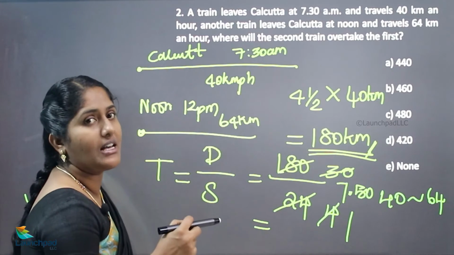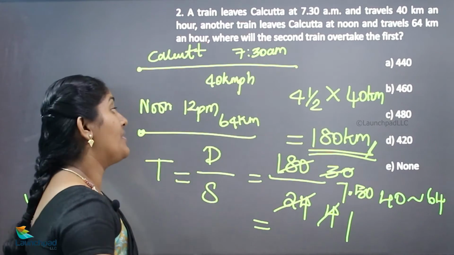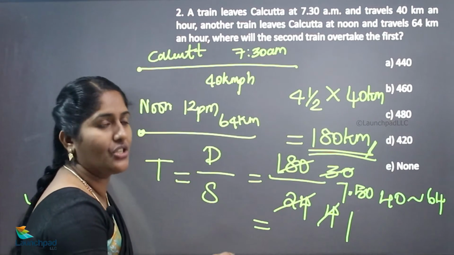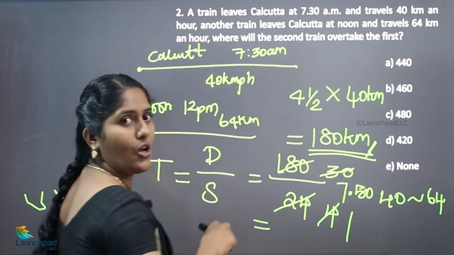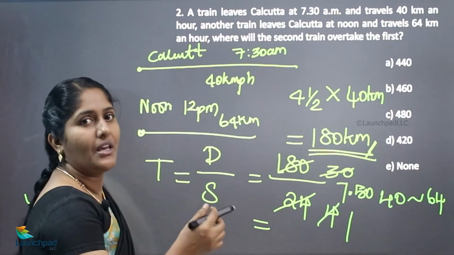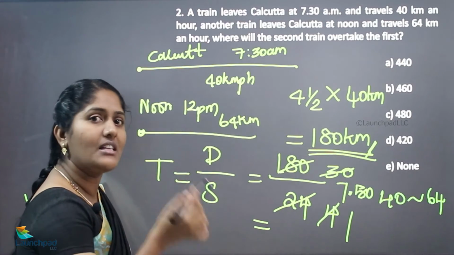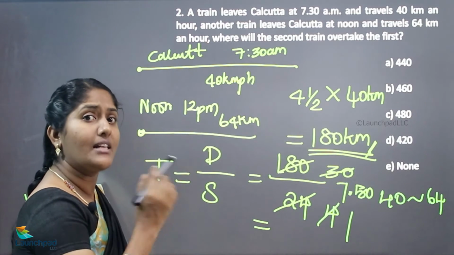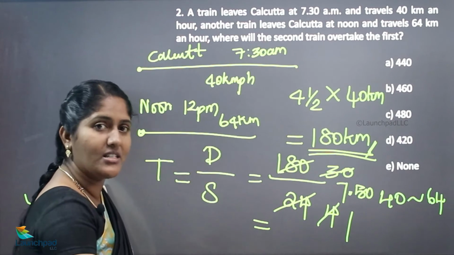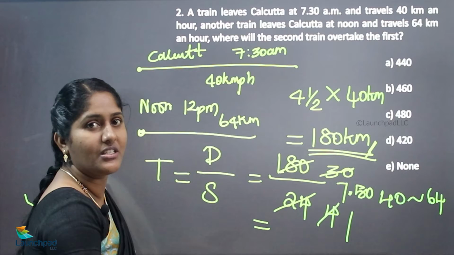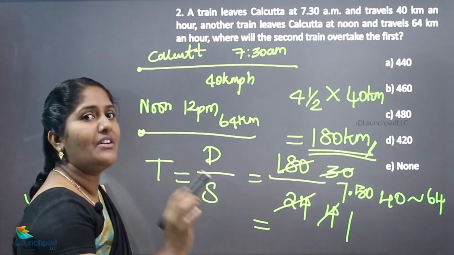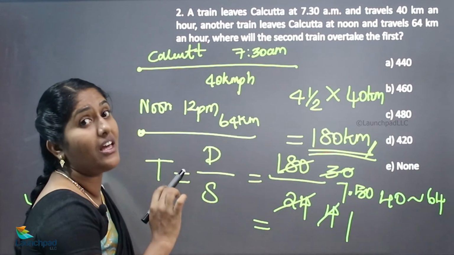The time is 7.5 hours. The second train needs to travel 7.5 hours to reach the 180 kilometer. After 7.5 hours, the first train crosses the 180 kilometer, and the second train reaches the 180 kilometer and meets the first train. After traveling 7.5 hours, where will they meet?